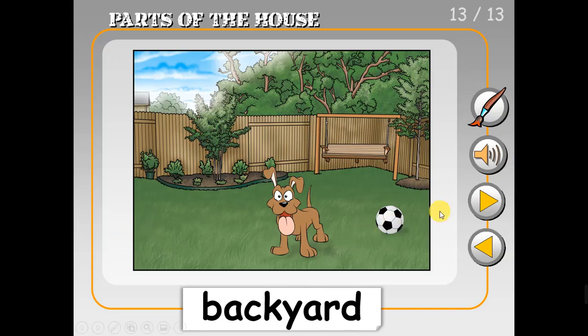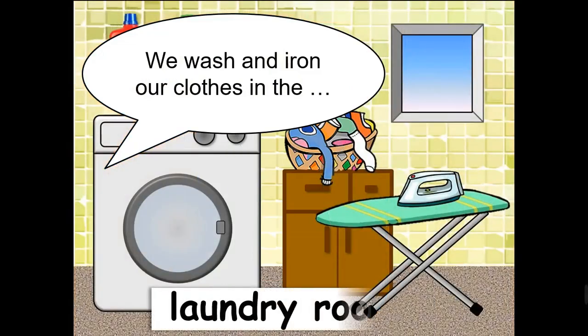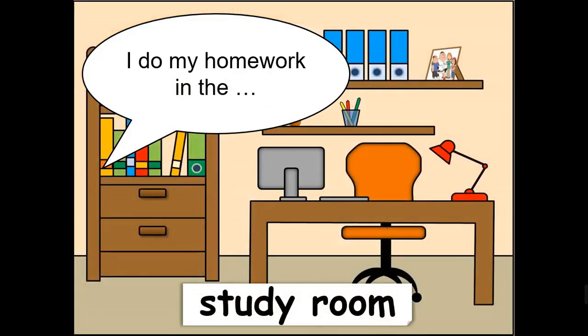Great. Now let's proceed. Now we are going to do some exercises. So here we have some clues. We say we wash and iron our clothes in the... So can you give me the answer? Well, it is the laundry room. Great. Let's move to the second picture. I do my homework in the... I have already said it. It is the study room.